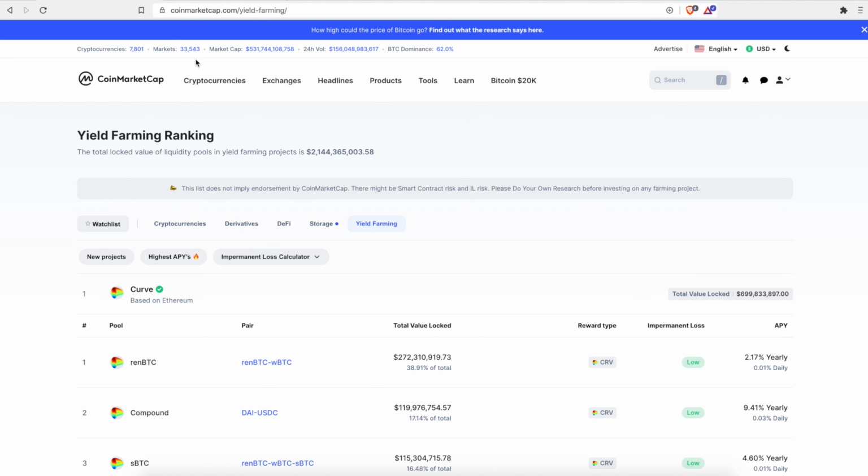But yeah, go ahead and visit the website. It's coinmarketcap.com, and you can learn about the site.